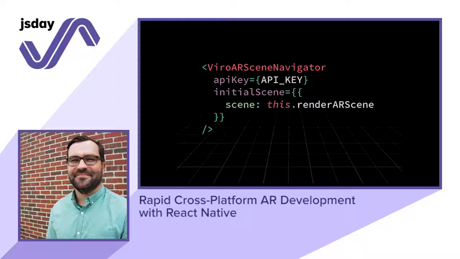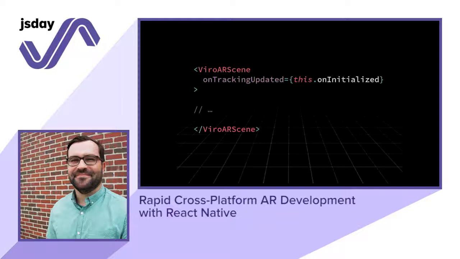So like I mentioned before, Viro utilizes React Native and thus React, and so you'll be using JSX with their components. So within this render AR scene that I'm using, you would have something like this, where we have an AR scene as the main wrapping component for each scene. It has various properties and callbacks to further enable interaction with the scene.